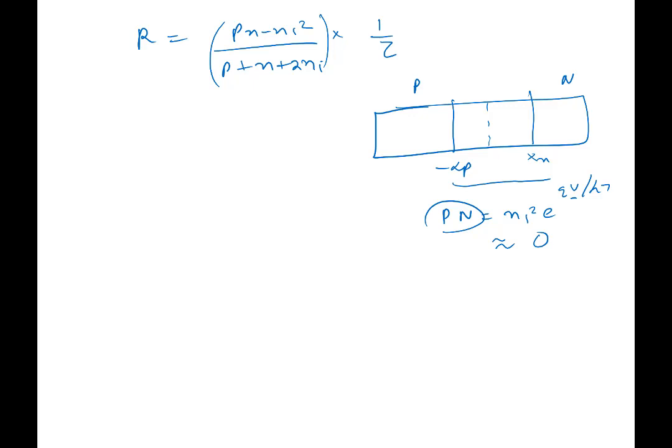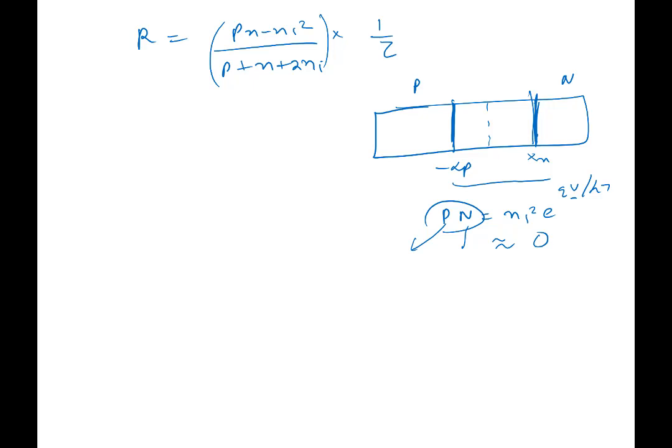So why is the product of P and N very small at this point? At the edge of the depletion region, N is not small, but P is negligible. On the other side, P is not negligible, P is equal to Na, but N is negligible. So as you go inside the depletion region, what you find is both P and N are negligible.